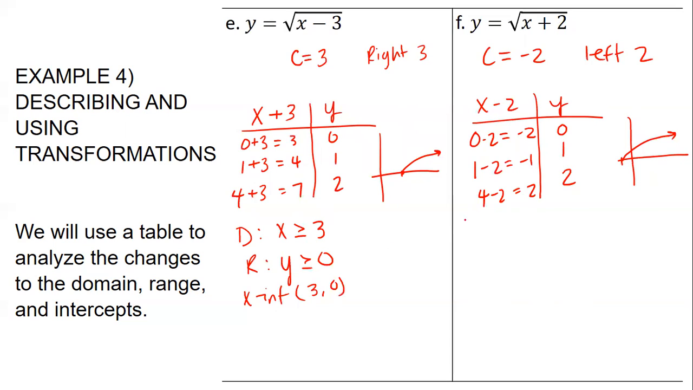Okay, so the domain here, my x moved, so x has to be greater than or equal to -2. My range is unchanged, so y is still greater than or equal to 0. My y-intercept is pretty easy. My y-intercept is at -2, 0. My x-intercept, I'm going to do a little finagling with.